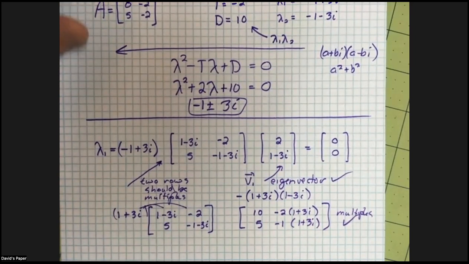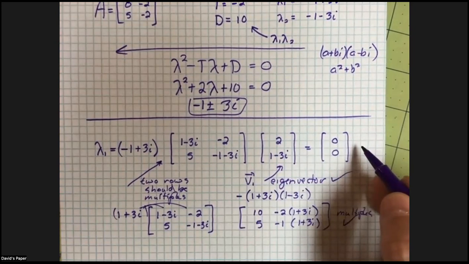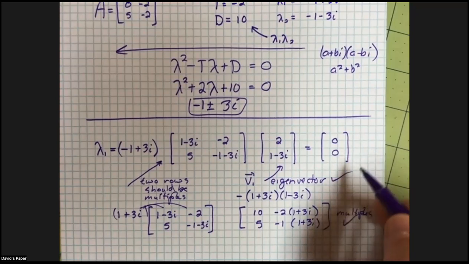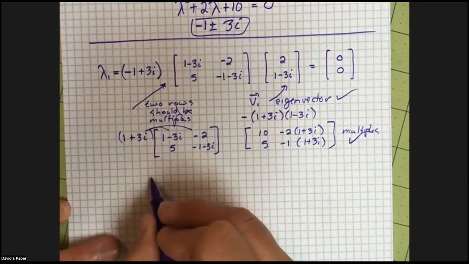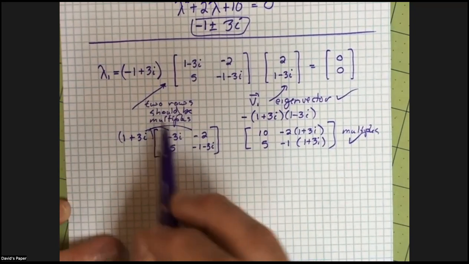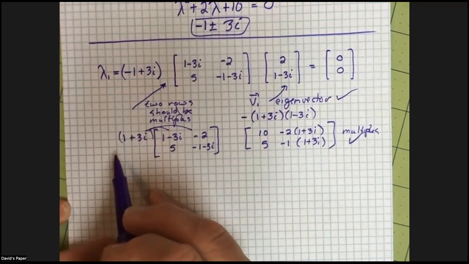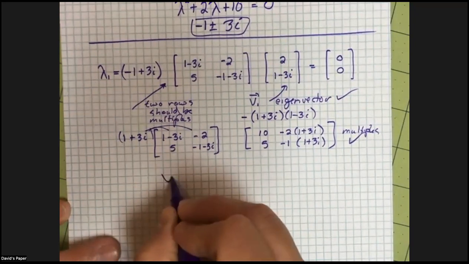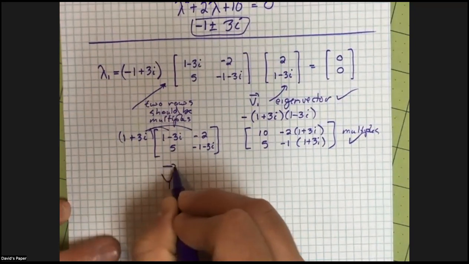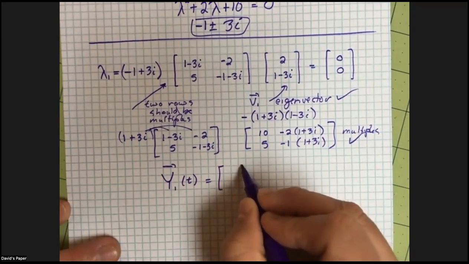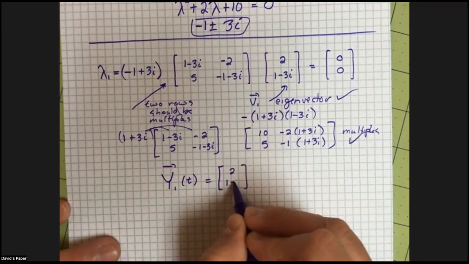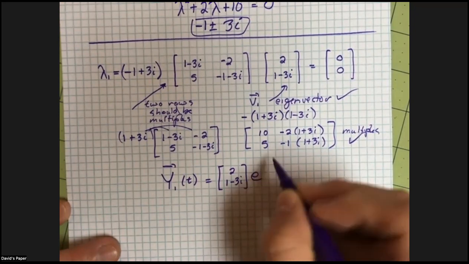Okay, this is still not your most violent objection, but it's interesting. It's kind of fun that I can still follow the same plan that I used on the previous pages, even with complex numbers. But now comes time for your most violent objection. Do I have to do it again with lambda 2? And forget about lambda 2 for a second. What in the world am I going to do with a complex eigenvector, eigenvalue combination?